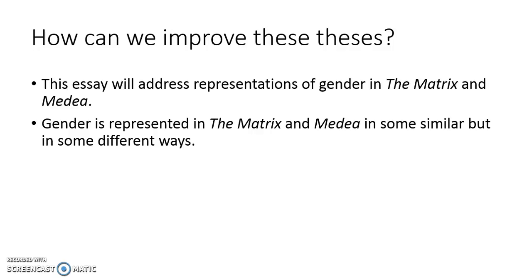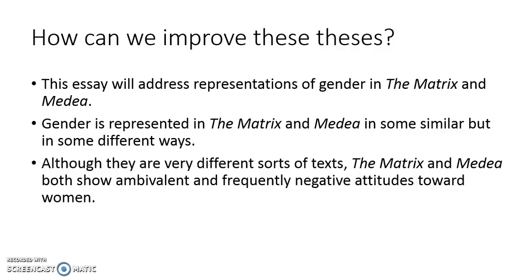Imagine they came to you with one like this: Gender is represented in The Matrix and Medea in some similar, but in some different ways. This one is better than the first one, but it would be much stronger if the student specified what the similar and different ways are and talked about what the meaning or significance of those different representations was.